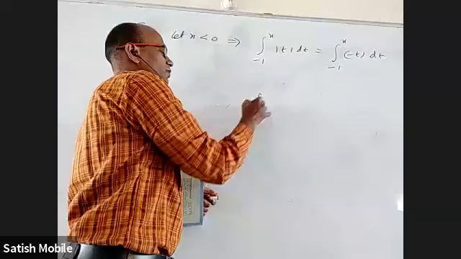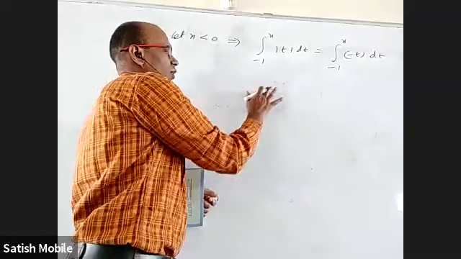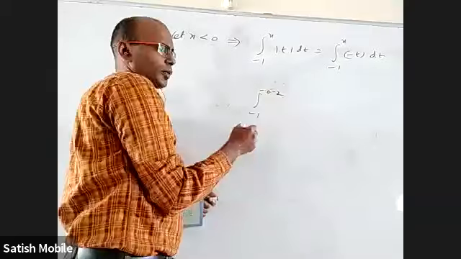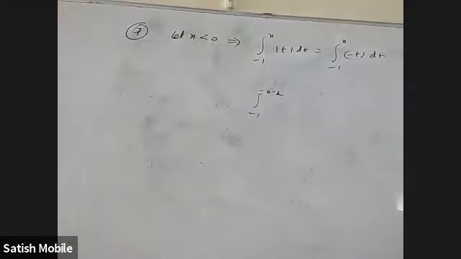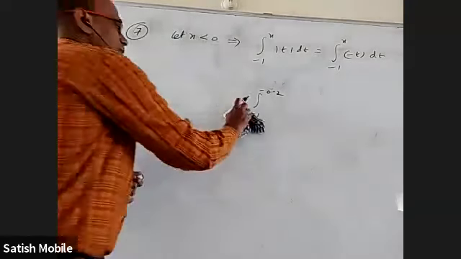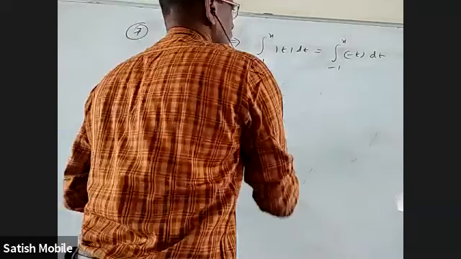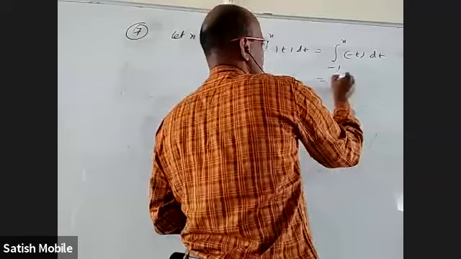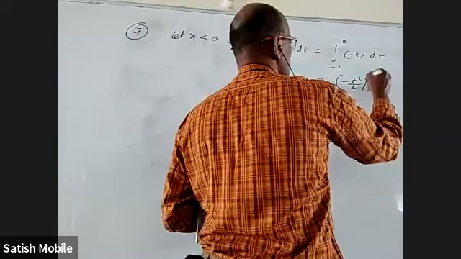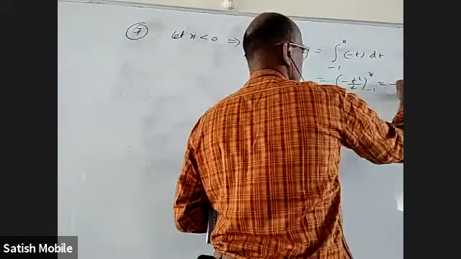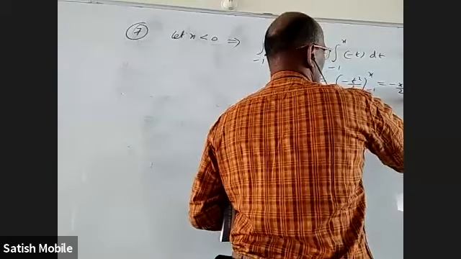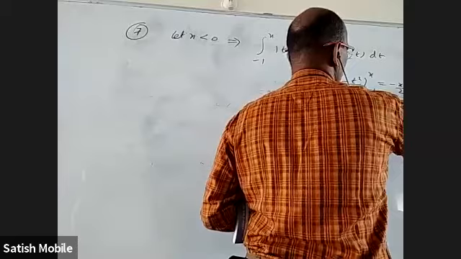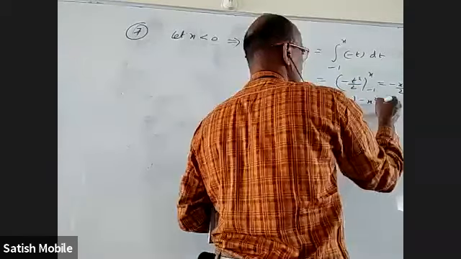For example, if I want -1 to -5 or -1 to -0.2, during this interval, t is negative. So mod t is minus t. So this minus t integral is minus t square by 2 with limits minus 1 to x. When I put in x, it is minus x square by 2. When I put in minus 1, it is minus of minus 1 by 2. So which is 1 minus x square by 2.